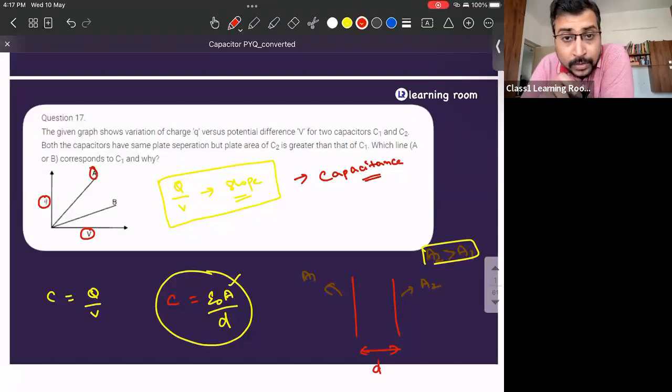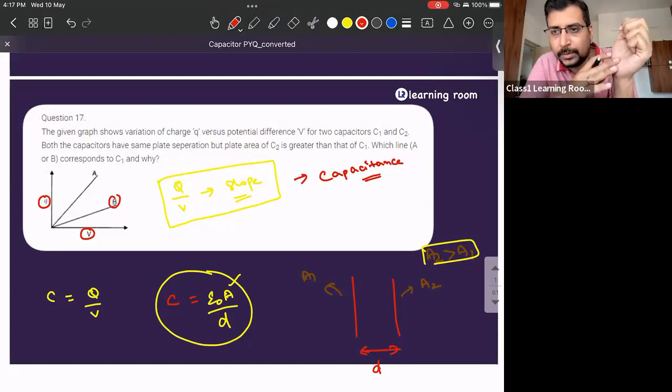No. The plate area of C2 is greater than C1. Sorry. The plate area of C2 is greater than C1 means C1 has lesser slope. So answer should be B. So let's connect all the dots again.